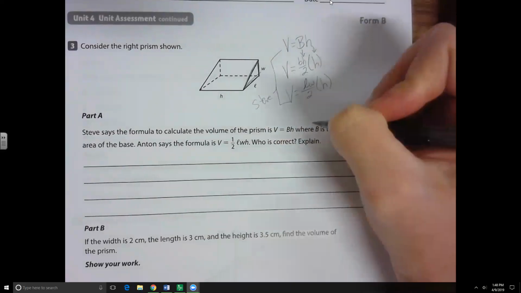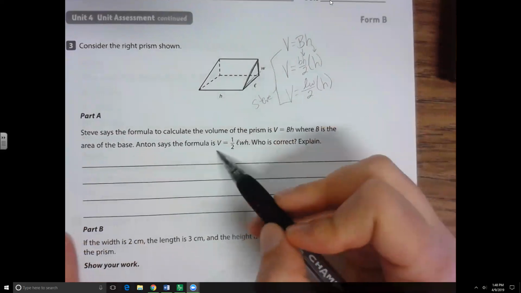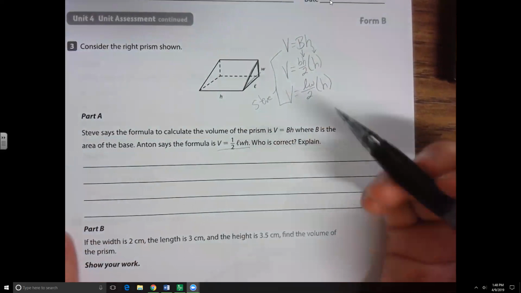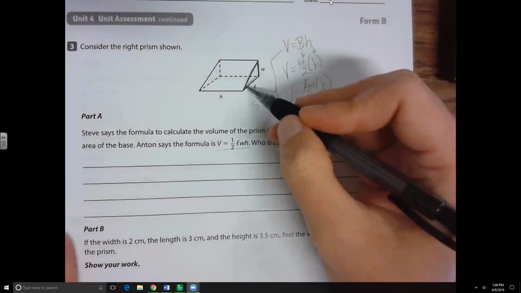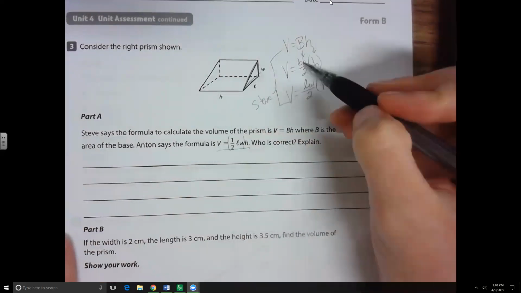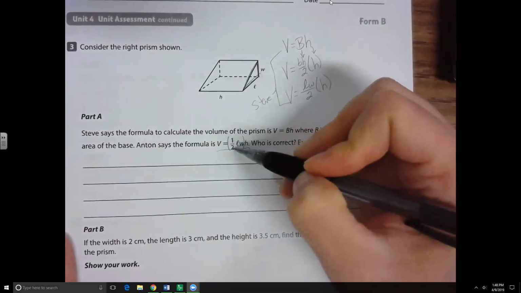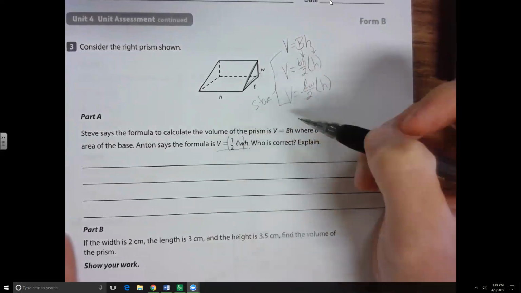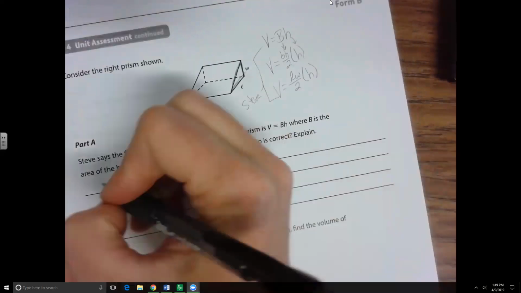Okay, now Anton says the formula is 1/2 length times width times height. Well, if I take half of the length and the width, here's my length and the width, I multiply those together and take half of it, then that's the same as dividing it by 2. Multiplying something by 1/2 is the same as dividing it by 2, and then I'll multiply that number by the height. So Anton is also correct. So who is correct? They are both correct.